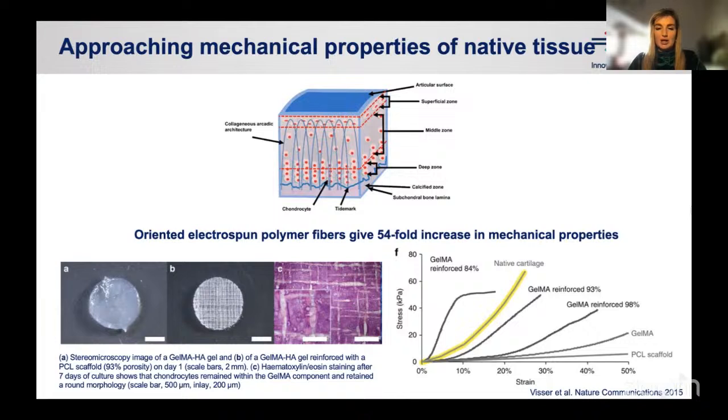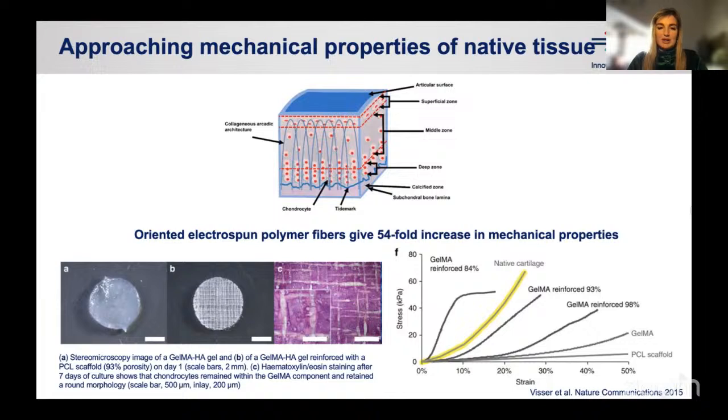And they were also applying mechanical load to these different scaffolds, and they understood that if GelMA had a porosity of 93%, its properties are very, very close to native cartilage tissue. And these electrospun polymer fibers give even a 54-fold increase in mechanical properties. So it is very important.